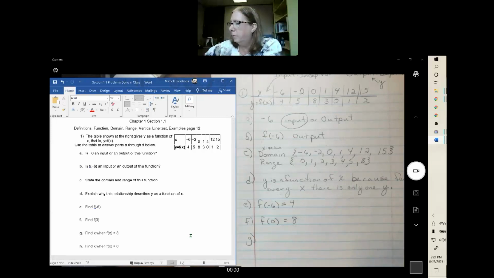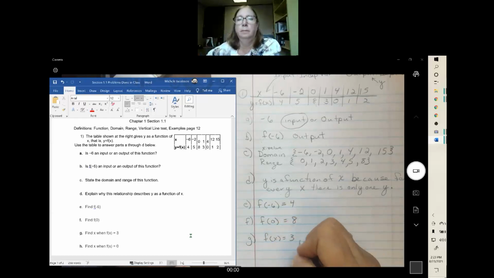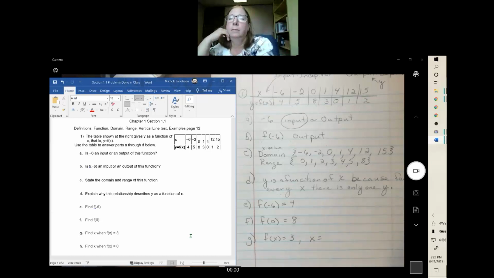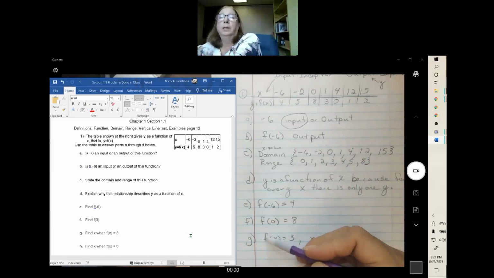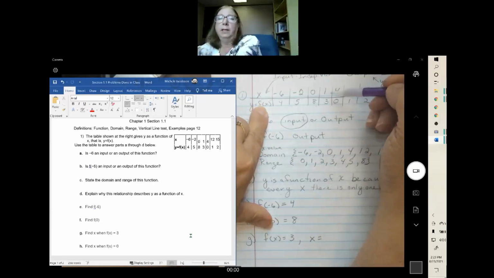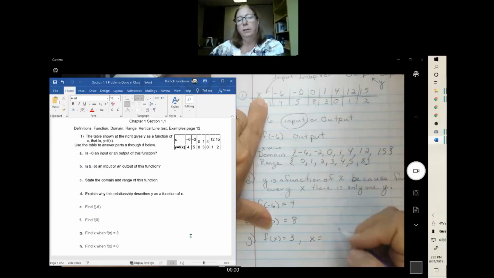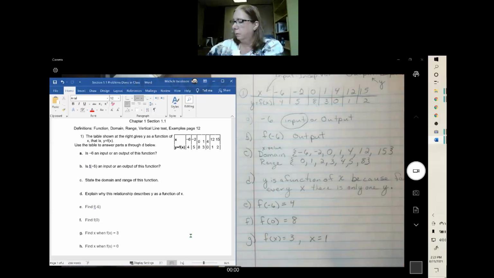Find x when f of x equals 3. So if f of x equals 3, what does x equal? Anyone? Yeah. So in this case, we're given what f of x is, or what y equals, and we want to go backwards and find x. So when f of x is 3, x is 1. Any questions on that?